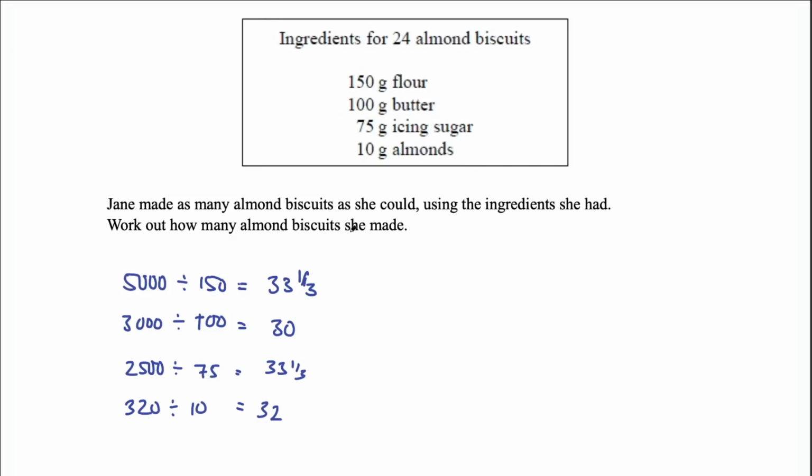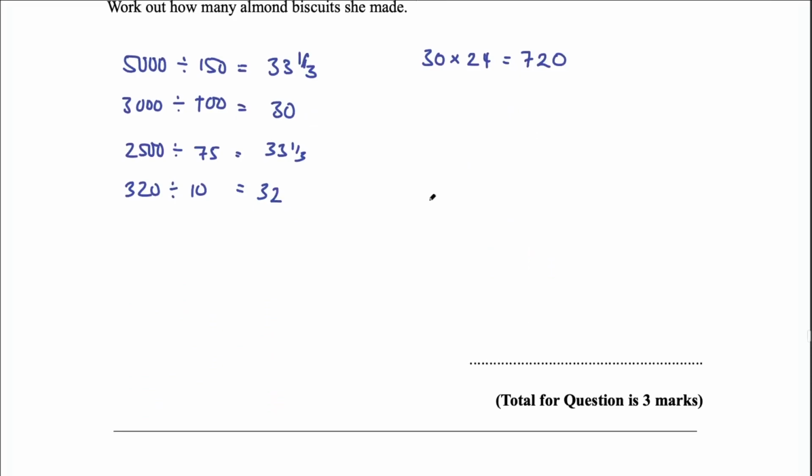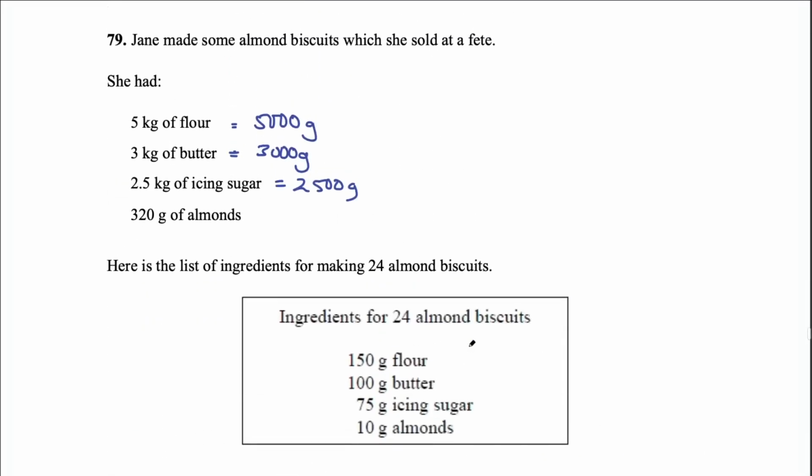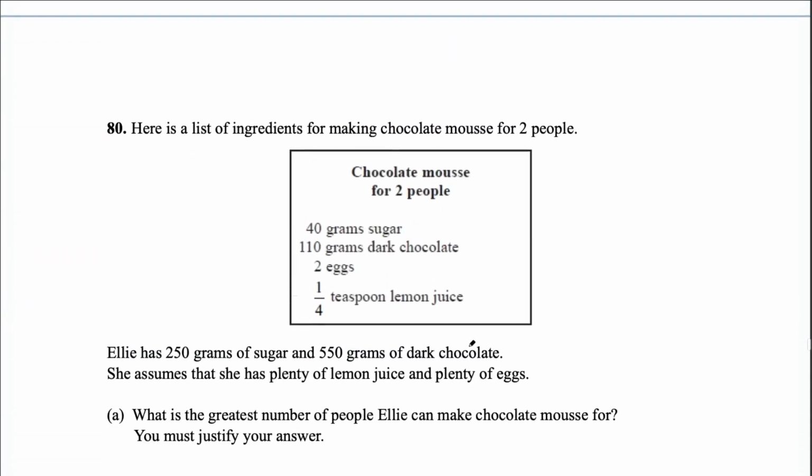So the number of biscuits she can make would be 30 times 24. Well, think of 3 times 24. 3 times 24 is 60 plus 12 is 72. So 30 times 24 must be 720 biscuits for my final answer there for question 78. Sorry, question 79.